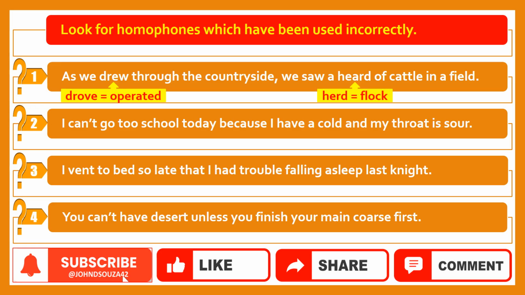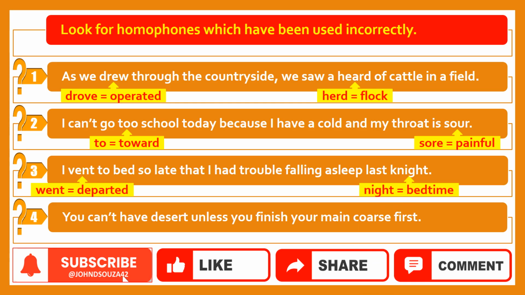In sentence 2, to meaning also is used instead of to meaning toward. Again, sour meaning tangy instead of sour meaning painful. In sentence 3, went meaning exhaust is used instead of went meaning departed. Again, night meaning soldier instead of night meaning bedtime.